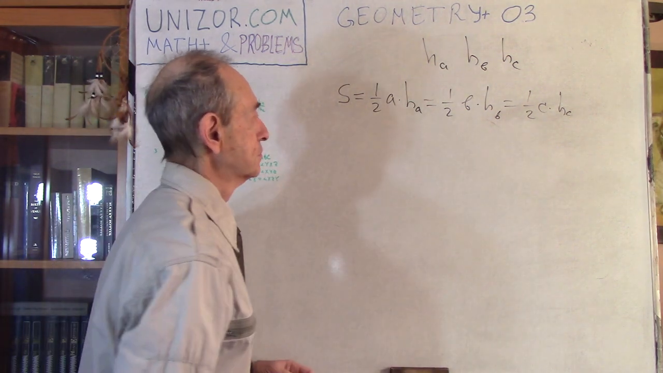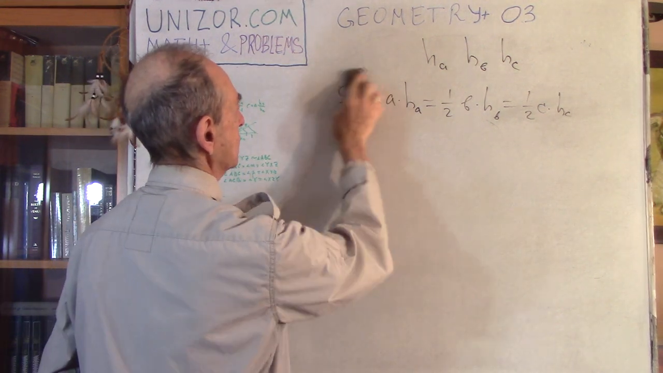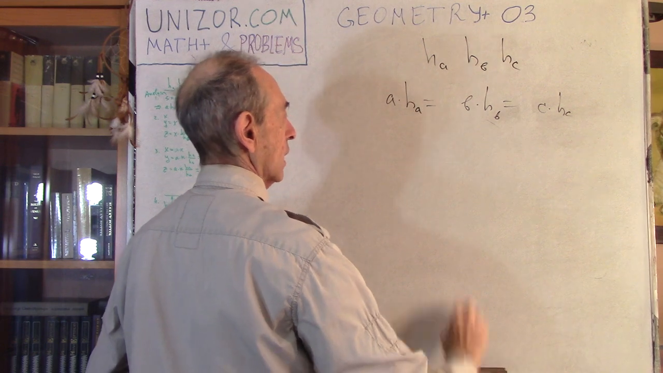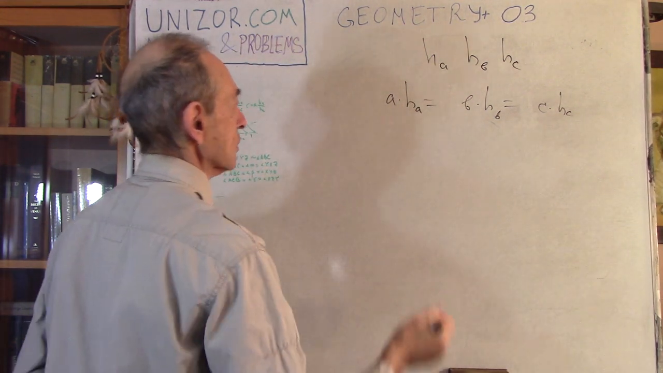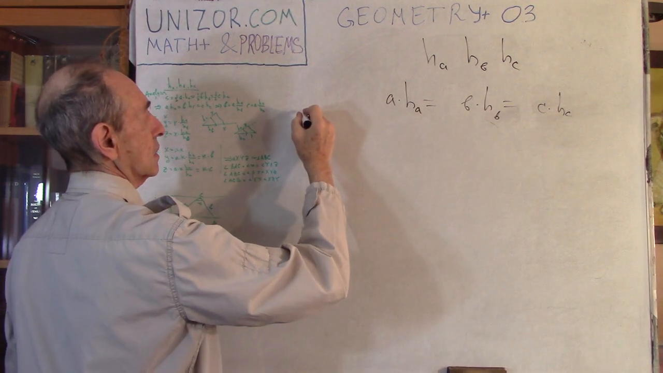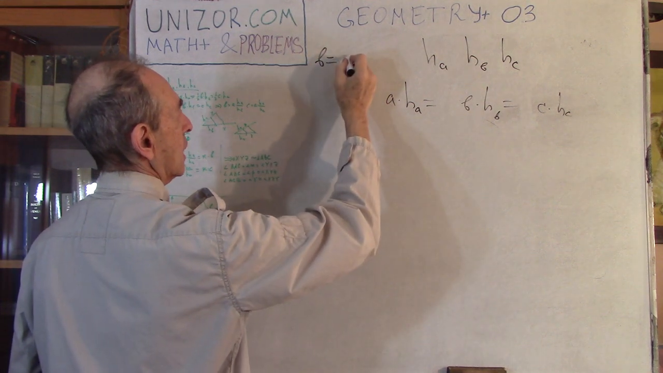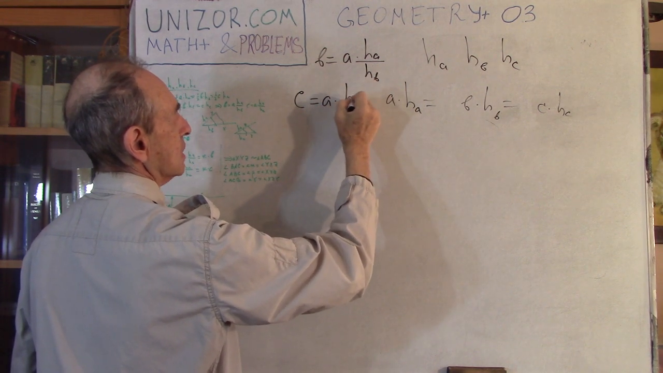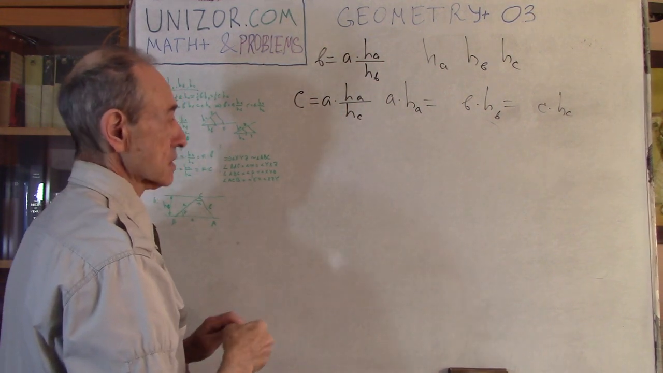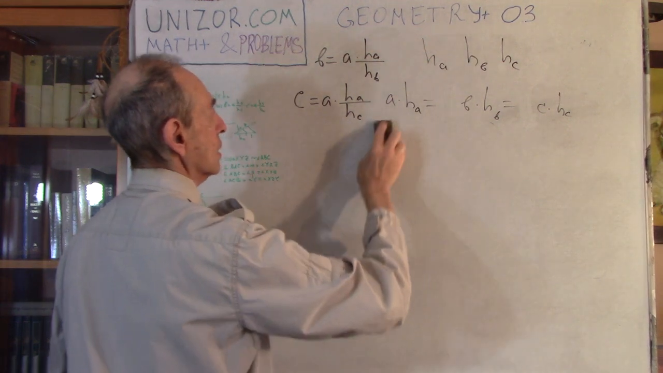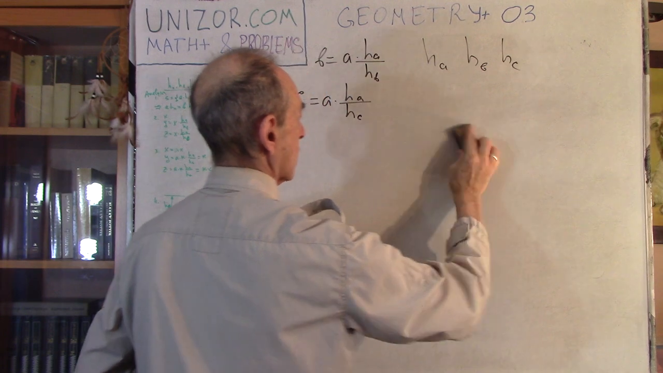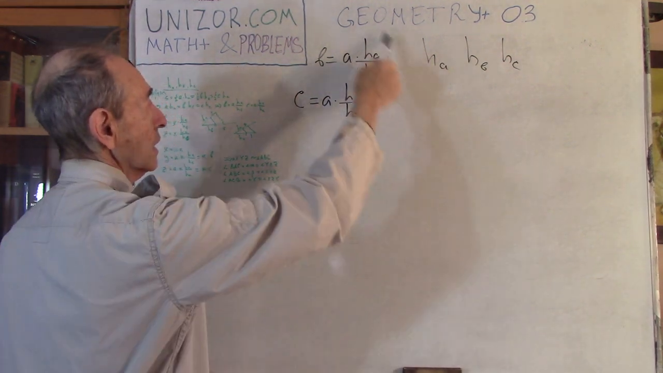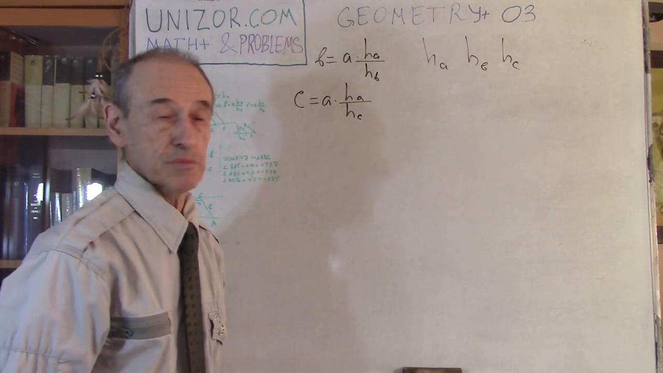So this is very important. From this I can have a simpler relationship between A, B, and C and the altitudes. From this we can express everything using only A, namely B is equal to A times HA divided by HB, and C is equal to A times HA divided by HC. So that's what we need. This is the relationship between the sides of this triangle. A, B, C are sides, HA, HB, and HC are corresponding altitudes, and in any triangle you have this particular relationship between them. I will use this.